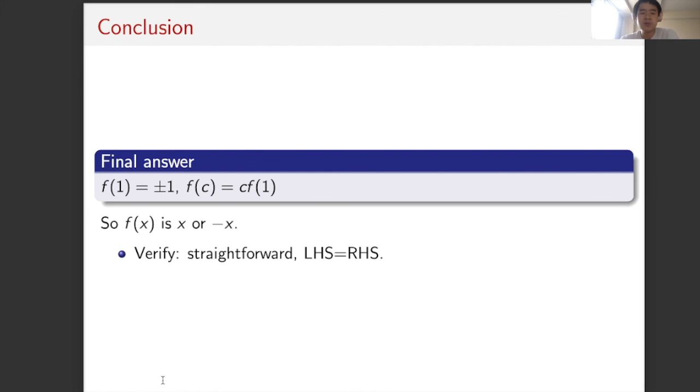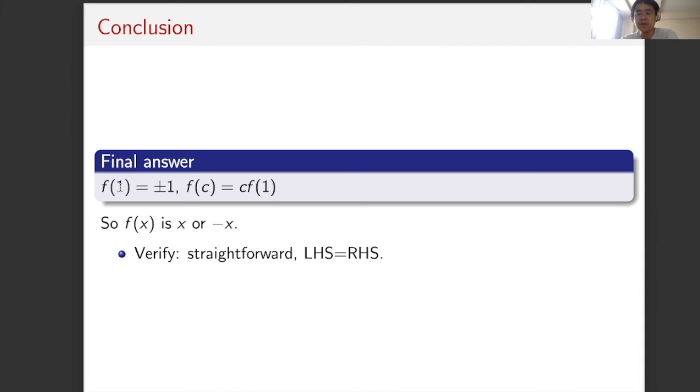Now, we have already shown that f is linear, i.e. fc equals c times f1. But f1 can only be plus or minus 1, so we are left with only two solutions: fx is x or fx is minus x. So either the identity or the negative of the identity.